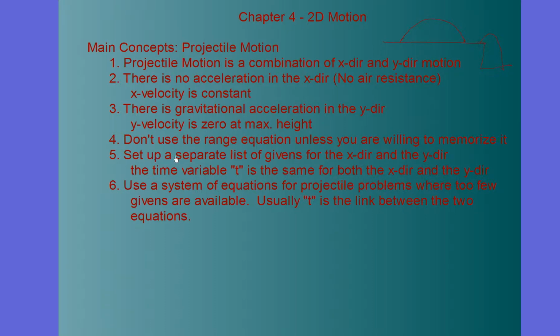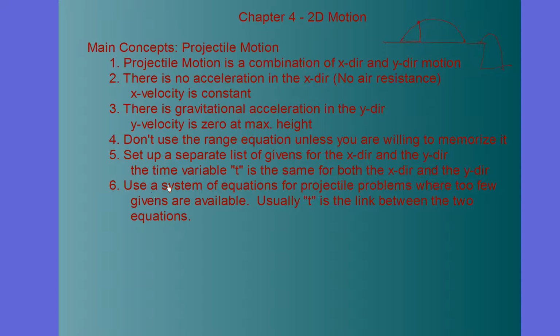I'm going to teach you how to set up a list of givens in the x direction and the y direction, and how the time in those lists of givens is the same for both the x and the y, because really breaking it up into x and y direction motions is just to simplify the problem. It doesn't mean that they're two separate things. It's really still one motion that's both in the x and the y always at the same time. So if it goes up this high in 5 seconds, it also goes over this far in 5 seconds. So it's got a common point. You can think of that as components: y component, x component.